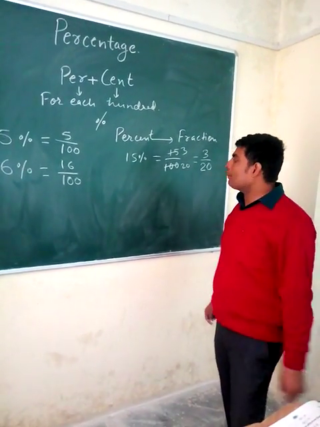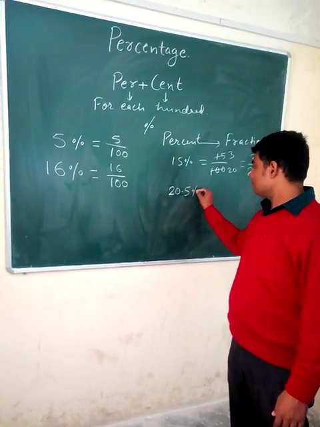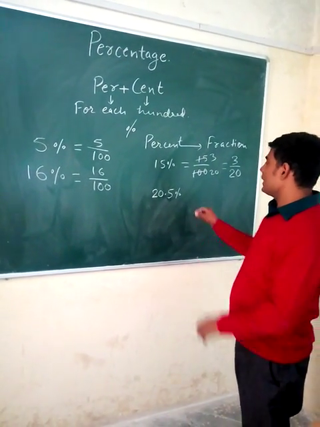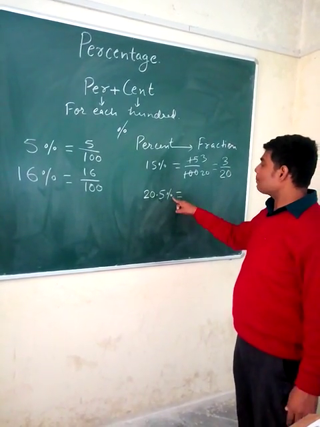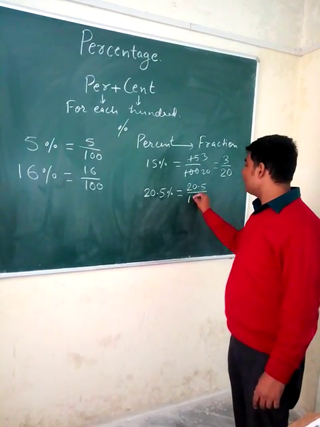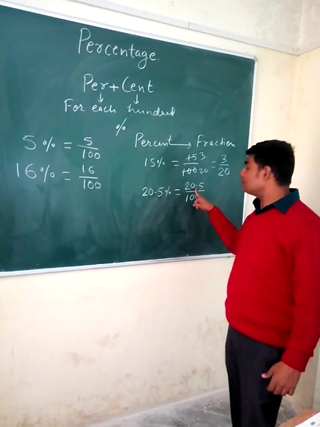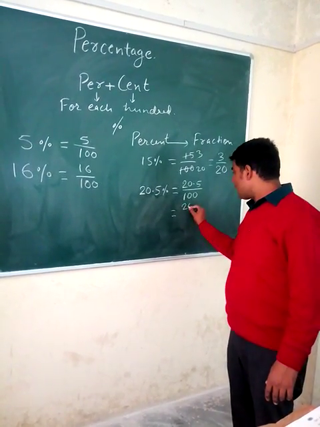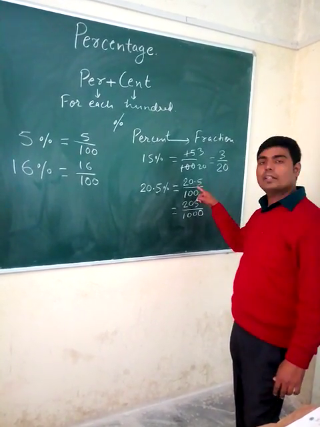I am going to take another example. 20.5%. This is a percentage, and if you have to change it into fraction in lowest term, you just write for percent, that is by 100. So you just write 20.5 by 100. Now you know in the decimal chapter, if you remove this decimal, you can write it 205 by 100 and another 0 for this digit.